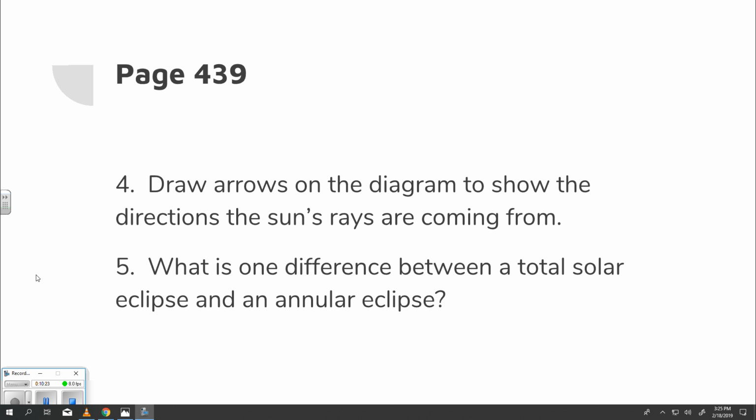A total eclipse will not be visible in the United States until 2017. However, there's a total solar eclipse somewhere on Earth about every 18 months.